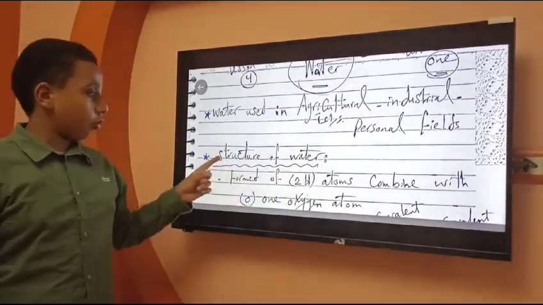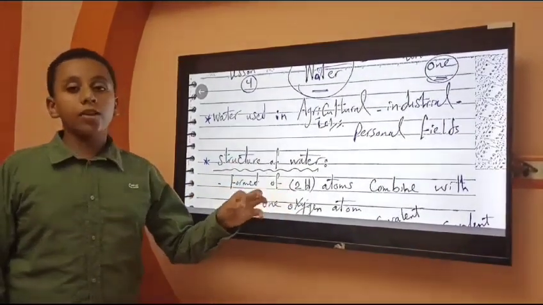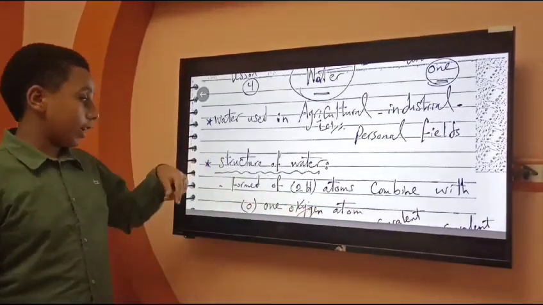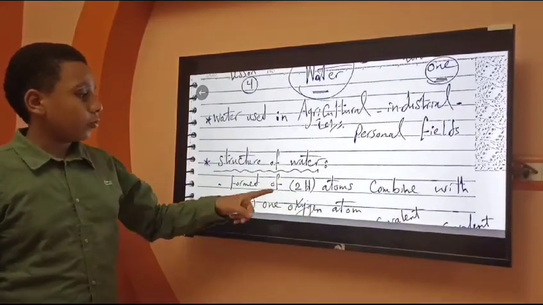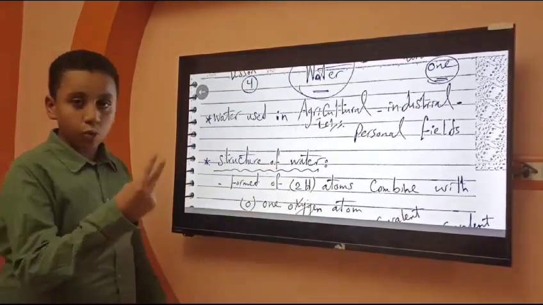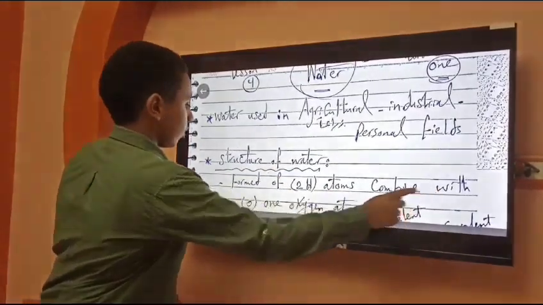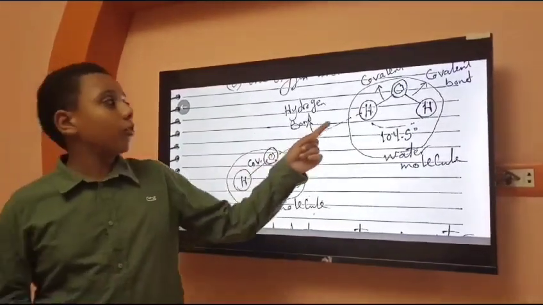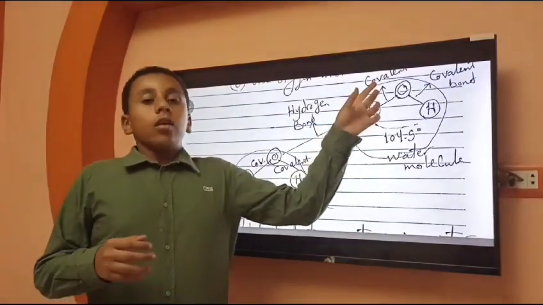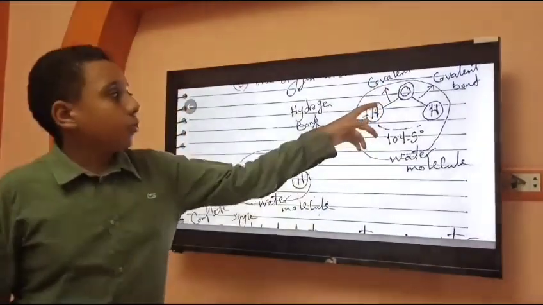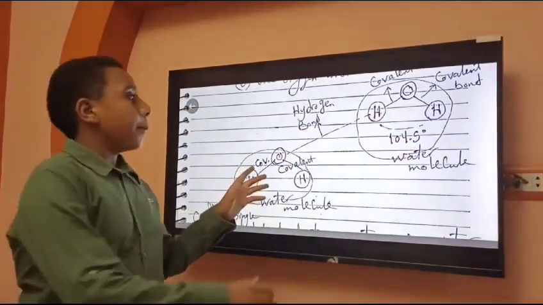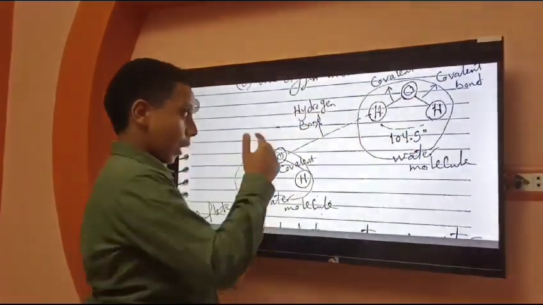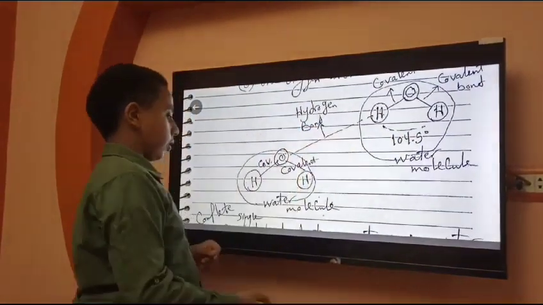Structure of water. The structure of water is formed of two hydrogen atoms combined with one oxygen atom. In the molecule of water, there is a single covalent bond between atoms. But between molecules of water, we see hydrogen bonds.